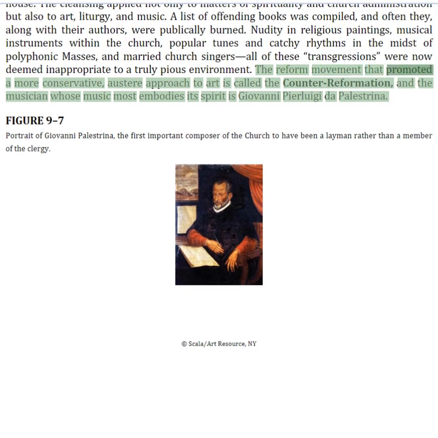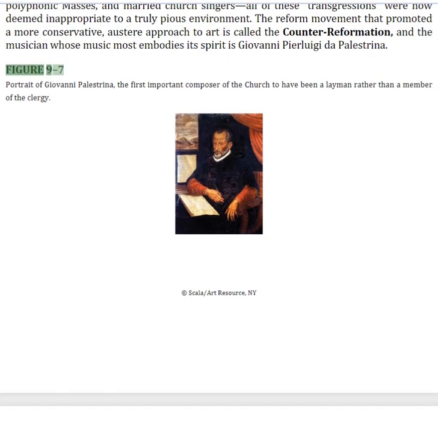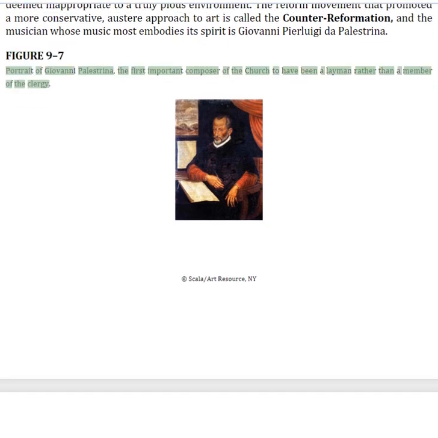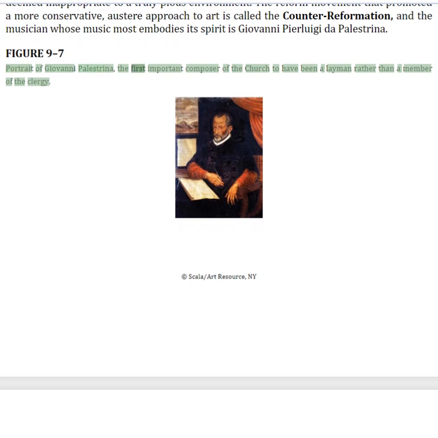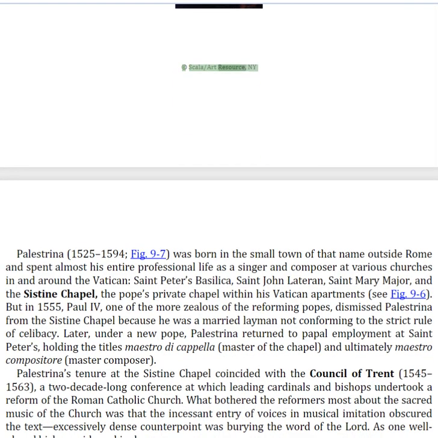The reform movement that promoted a more conservative, austere approach to art is called the Counter-Reformation, and the musician whose music most embodies its spirit is Giovanni Pierluigi da Palestrina. Figure 9.7. Portrait of Giovanni Palestrina, the first important composer of the church to have been a layman rather than a member of the clergy. Copyright Scala Art Resource, New York.